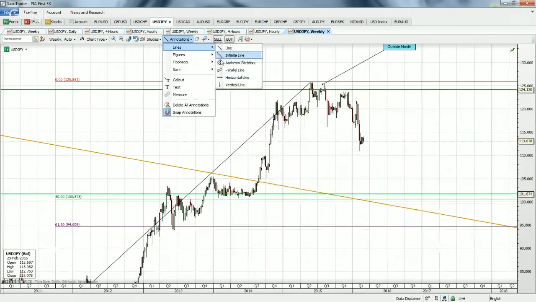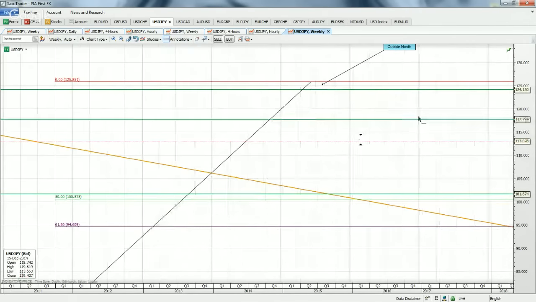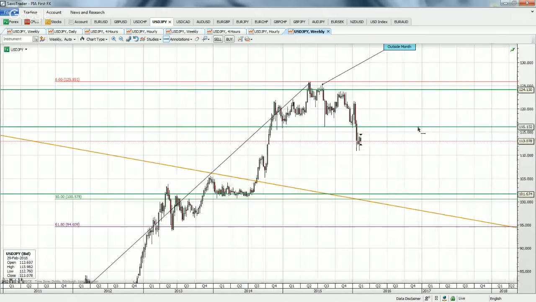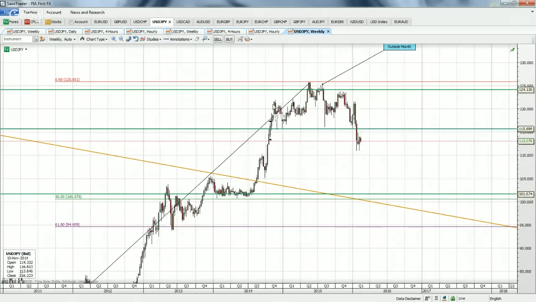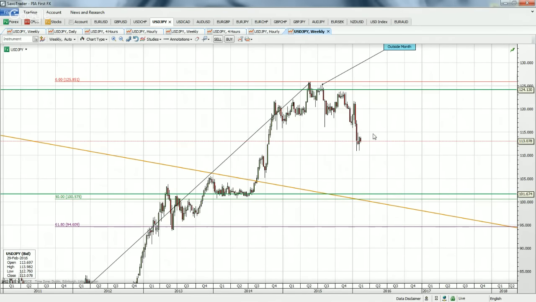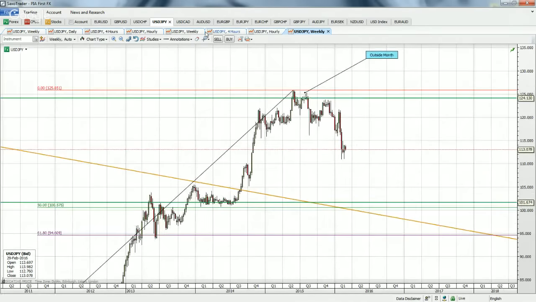Let's just show you. So a neckline along there, left shoulder, right shoulder, and then a breakout. But I'm not quite sure that's what this formation is, to be perfectly honest. Shorter time frames.